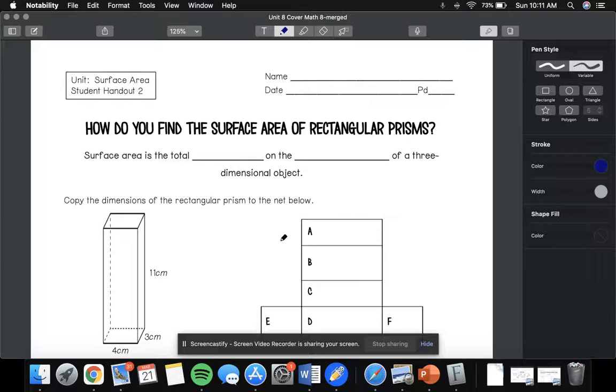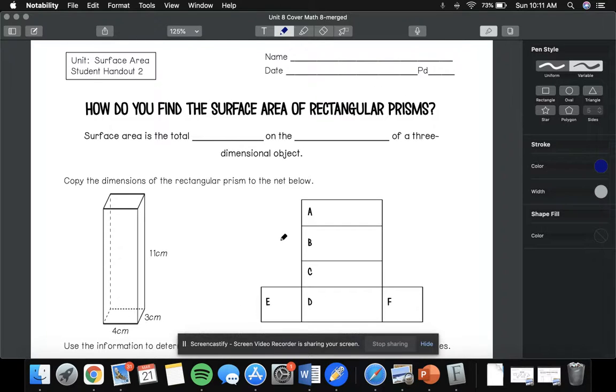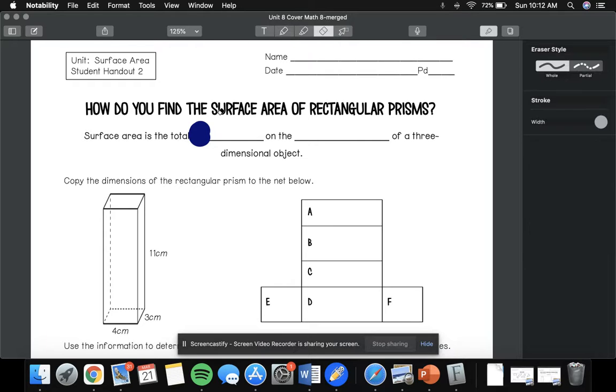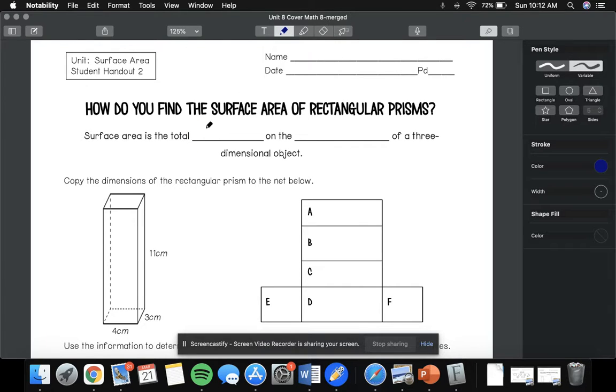Hey, today we are on pages 7 and 8, and we are going to talk about surface area of rectangular prisms. So, surface area is the total coverings on the faces of a three-dimensional shape.